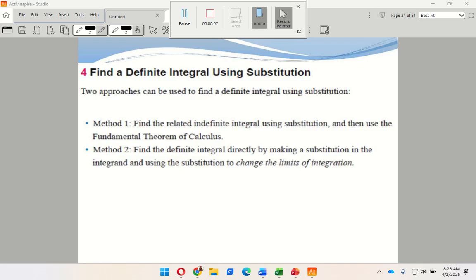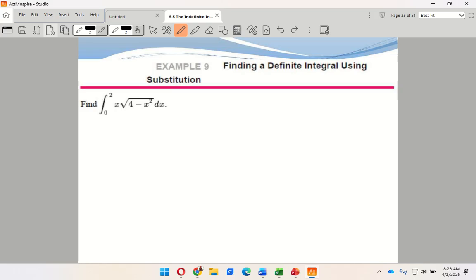We're good. All right. Finding a definite integral using substitution. Now, last one was indefinite, which gives me plus c. Definite is where there are bounds involved.